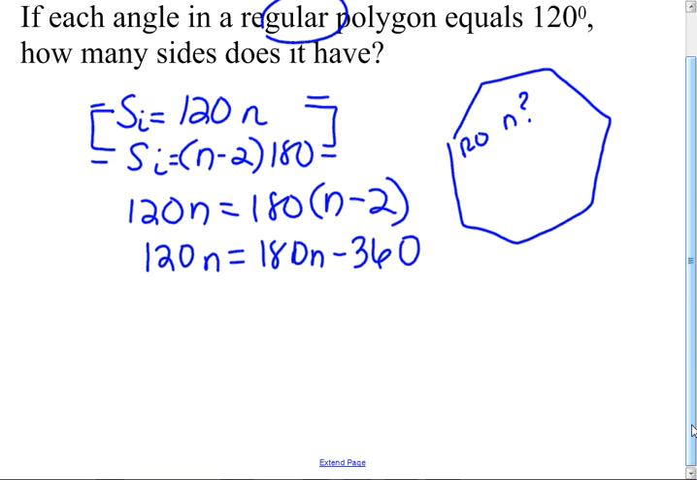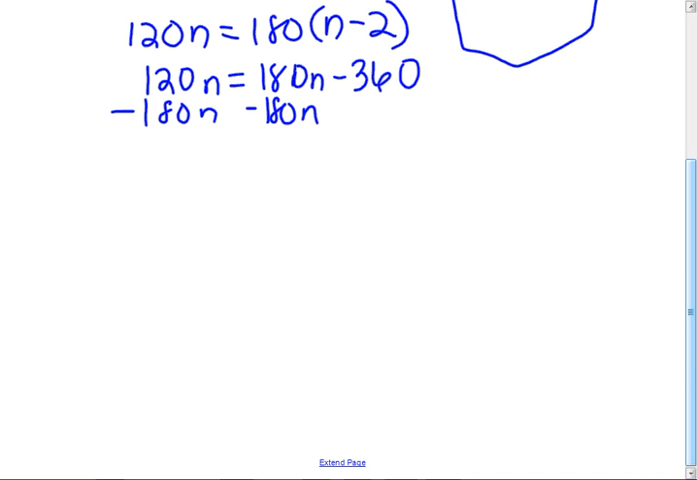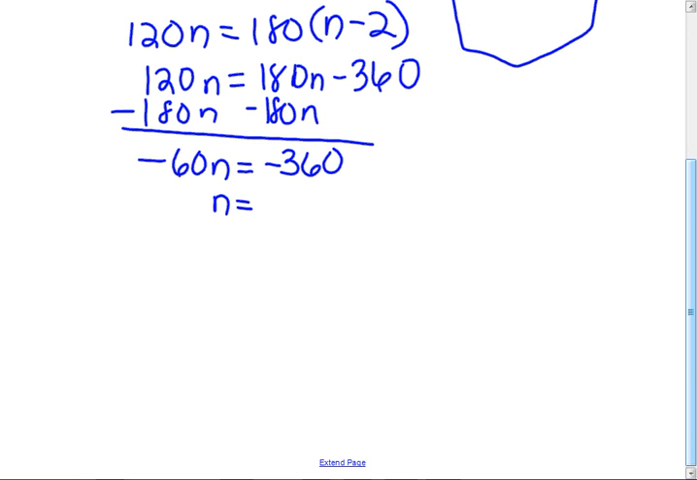Subtract 180n, and what do I get? Because you might have to do something like this. Negative 60n equals negative 360. So what's n equal to? Divide by negative 60. That's not adding. Divide. So it's 6. Two negatives make a positive. Got to have a positive number, right? So it's a hexagon.